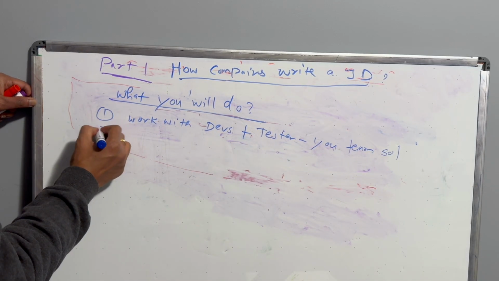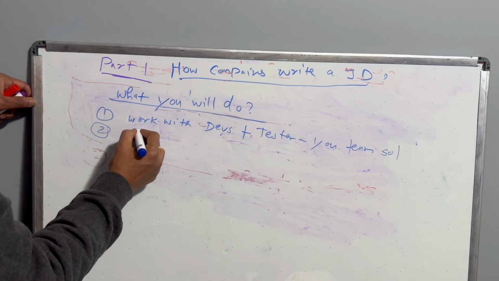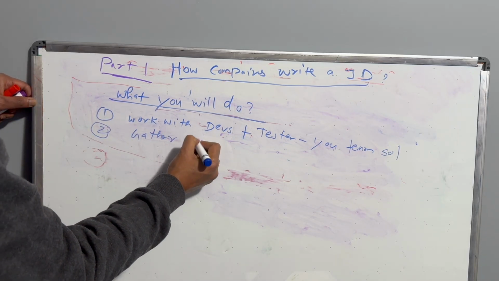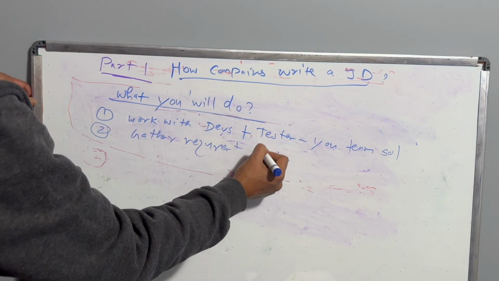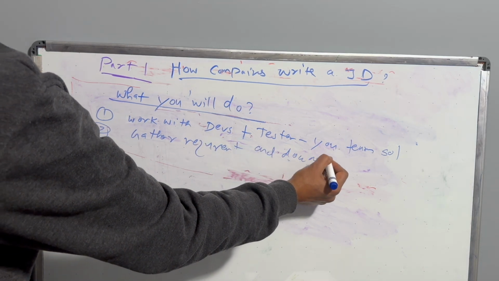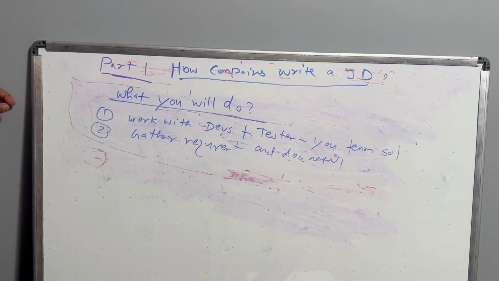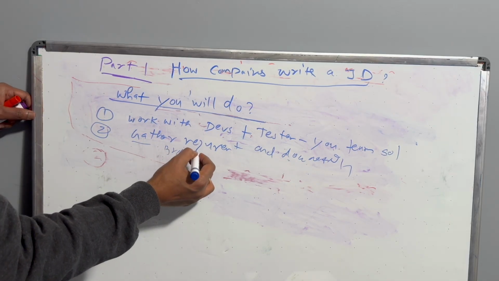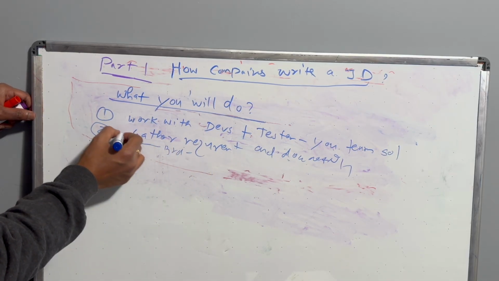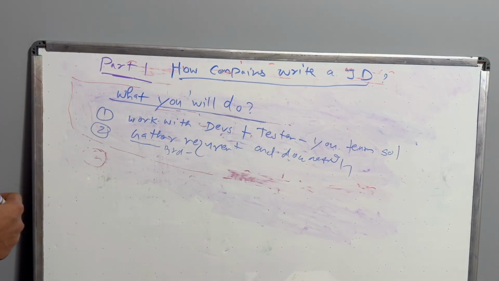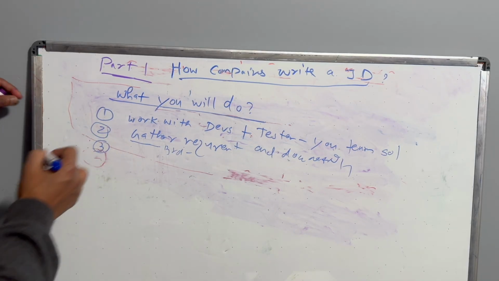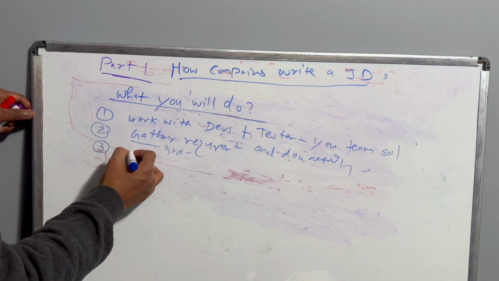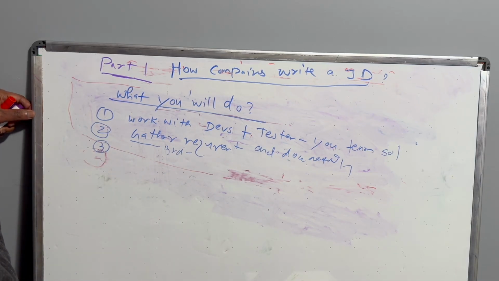Number 2, gathering requirements and documentation. Gather requirements, create BRDs or user stories, FRS, learn the requirements from stakeholders and document them. Then backlog prioritization and planning. It's just the actual job.